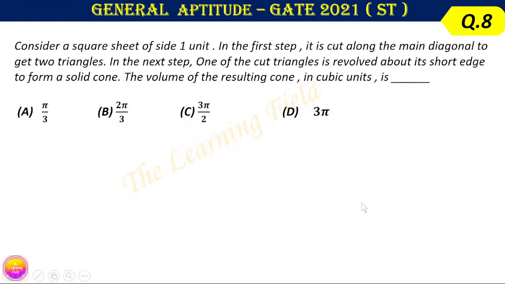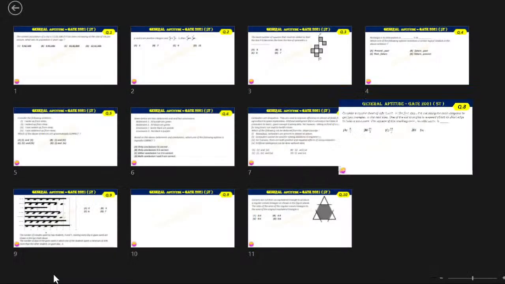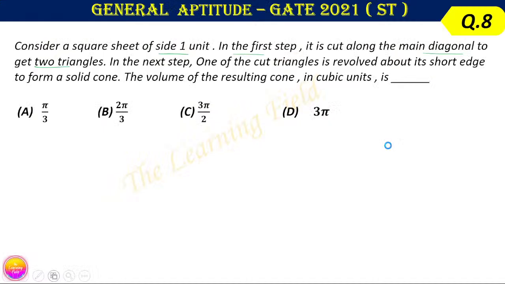Now going to the next question, question number 8. It says, consider a square sheet of side 1 unit. If in the first step it is cut along the main diagonal to get two triangles. Okay, to get the two triangles. Suppose we draw the square, this is the square of 1 unit. Now first, we cut it into triangles. So this is the triangle, suppose we cut along the diagonal.